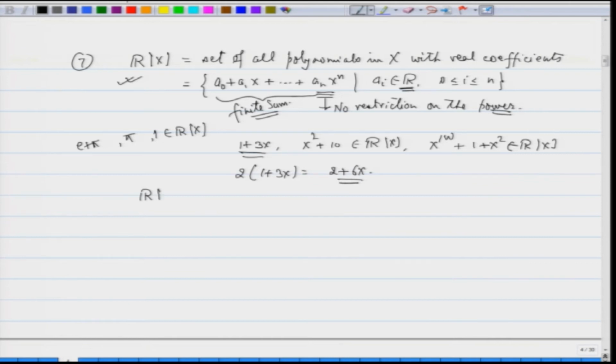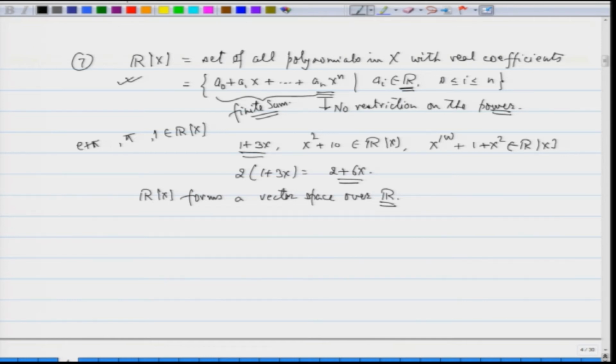So, R[x] forms a vector space over R. If I replace the coefficients by complex numbers, we will again have a vector space, and rationals and so on come into play, all right.